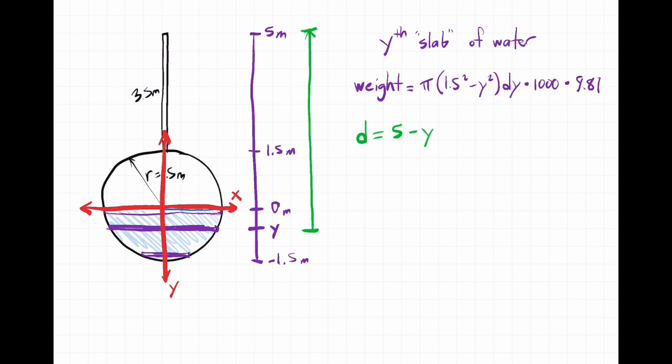Notice, by the way, that all of the water is 5 meters or more below the place where it's being moved. That's because the tank is half full and the middle of the tank is 5 meters below where we're going. But our y values are ranging between negative 1.5 and 0. So our y will always be a negative number, which means the distance will always be more than 5. But what distance it is will depend on exactly which y we're talking about at any one moment.